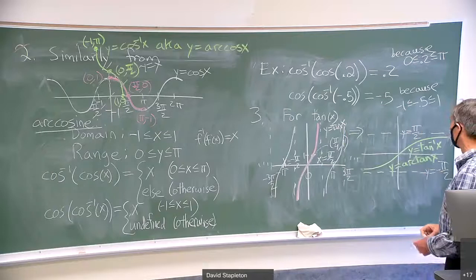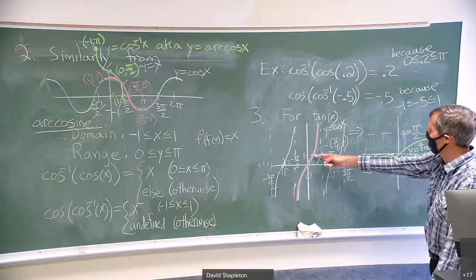And you can plot more points by considering special angles. For instance, (pi over 4, 1) becomes the point here, 1, pi over 4, halfway up here.